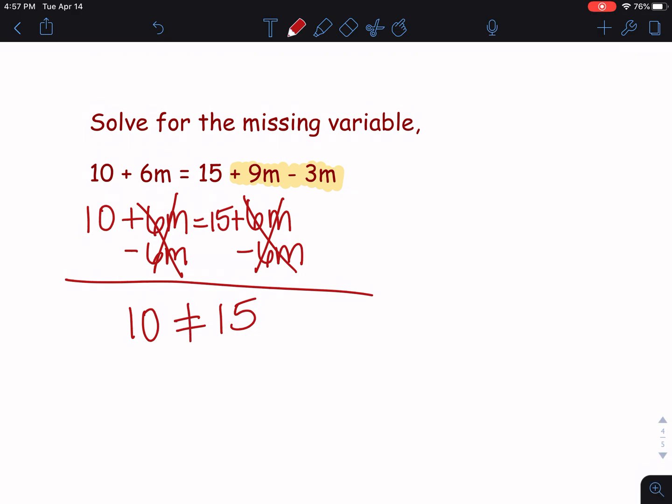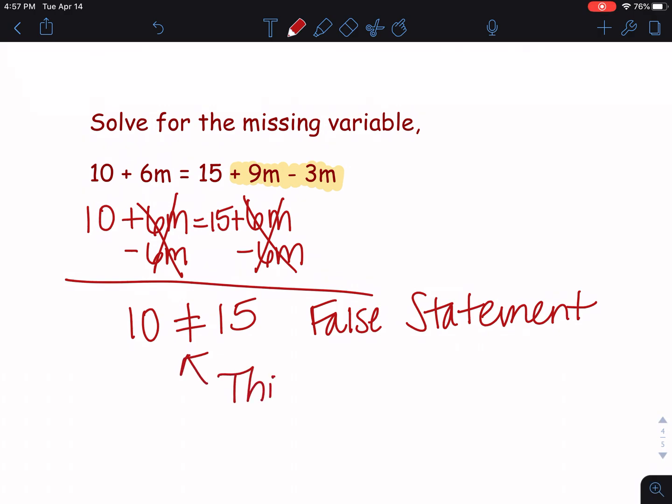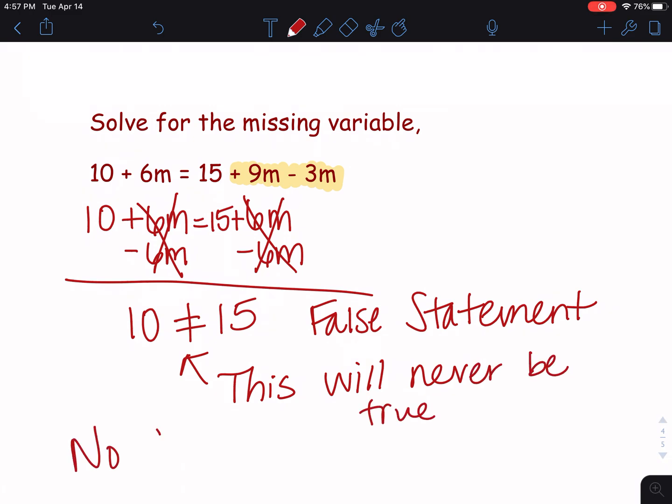Now, we all know that this statement is not true. This is a false statement. So when I have my variables cancel out from both sides and I'm left with a false statement, I know that this will never be true. And since this will never be true, there's no solution to this equation.